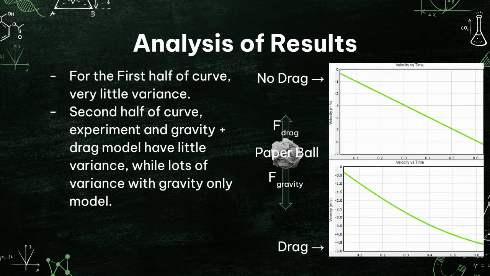You can also see when looking at the velocity versus time graphs of the no drag and drag, the no drag has a linear negative line, while the one with drag starts to curve and level off at the end. And as you can see with the paper ball and the two arrows, that would be the free body diagram of the paper ball, the system.